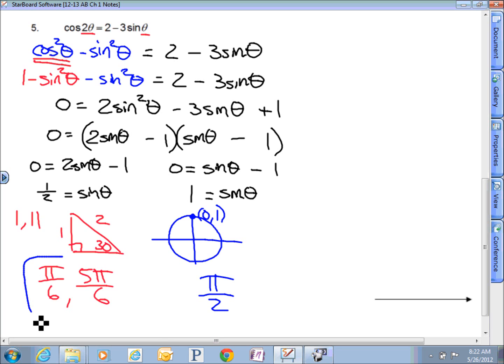After all that's said and done, we've got 3 angles that satisfy this equation. So there's your review of identities and solving trig equations.